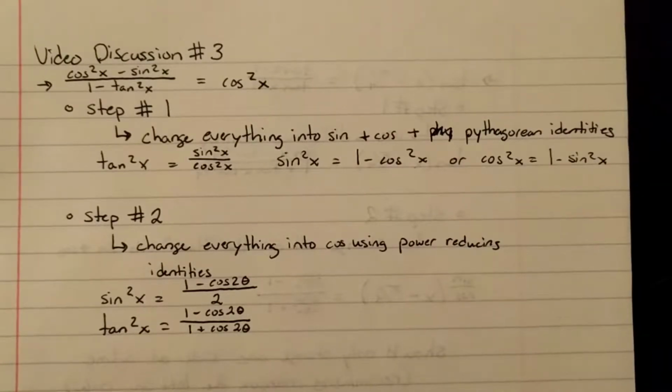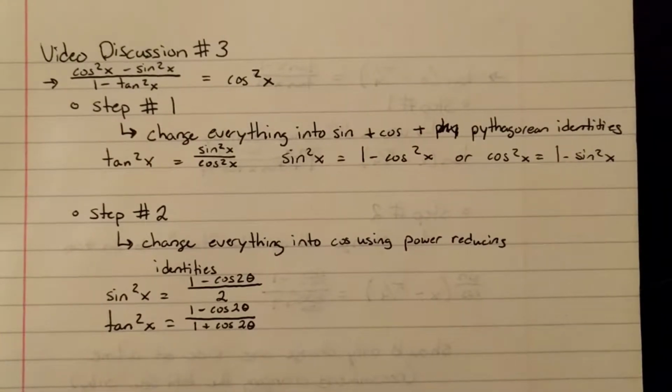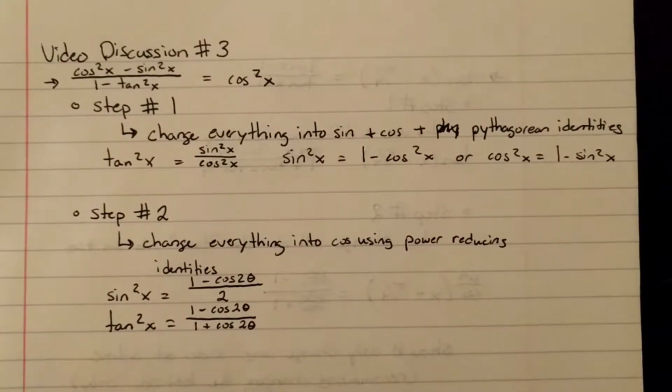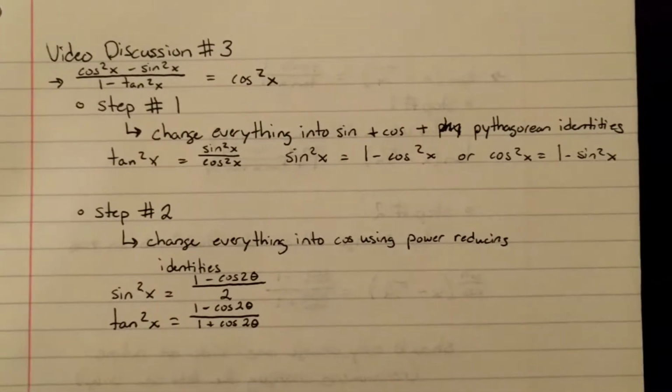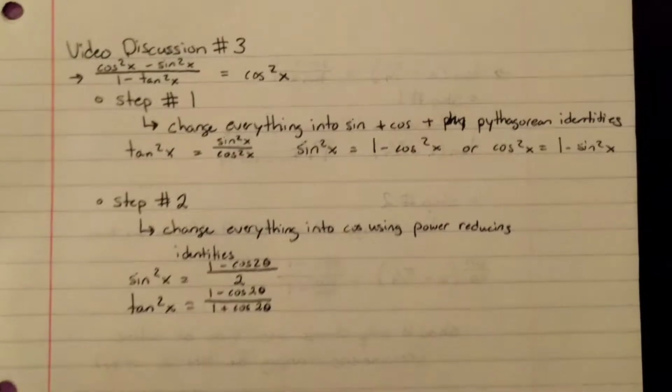The second step I came up with was changing everything on the left side into cosine using power reducing identities. So sine squared x will be changed into 1 minus cosine 2 theta over 2, and tan squared x will be changed into 1 minus cosine 2 theta over 1 plus cosine 2 theta.